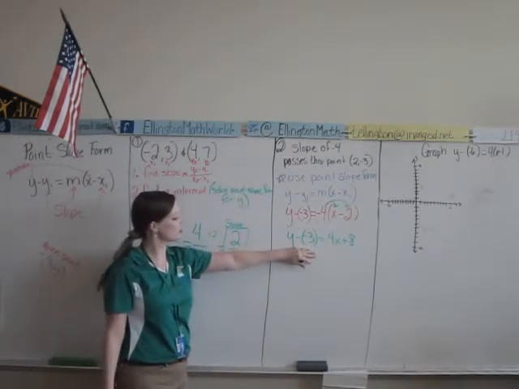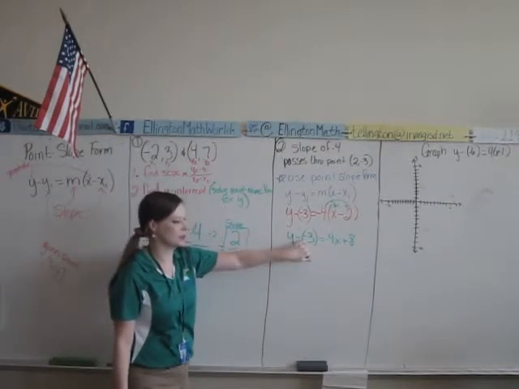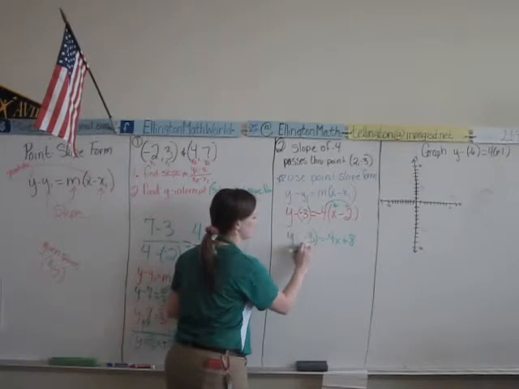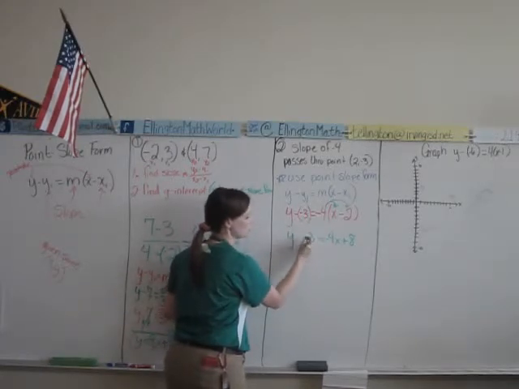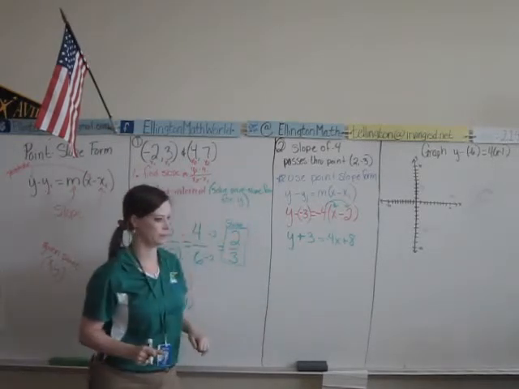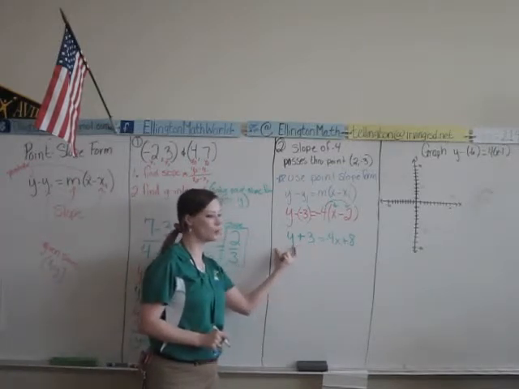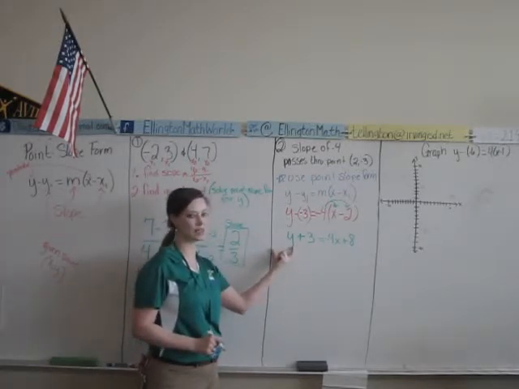In the front part, I've got a double negative here, don't I? Yes. When you have a double negative, it becomes a positive. So I'm going to change those to plus 3. Okay. Now I'm going to move this 3. I want to get y by itself. I'm trying to isolate the y.